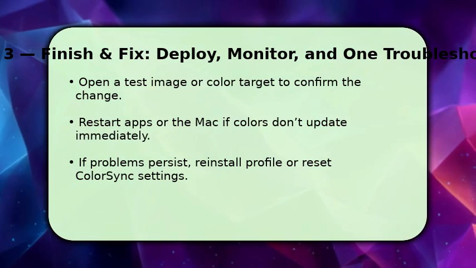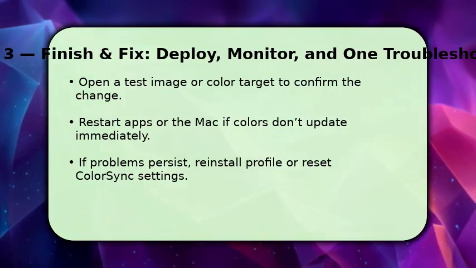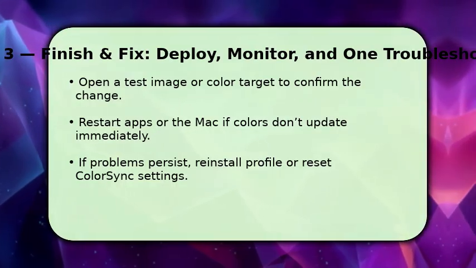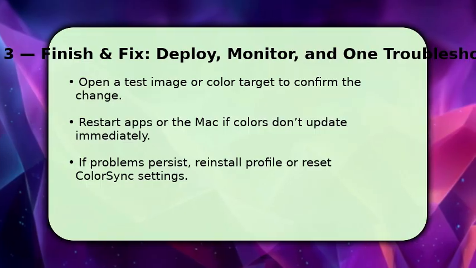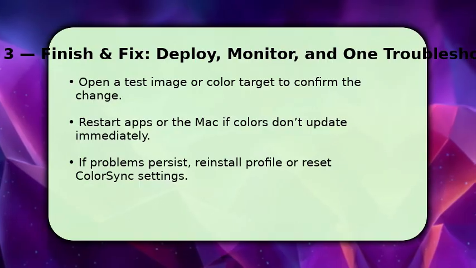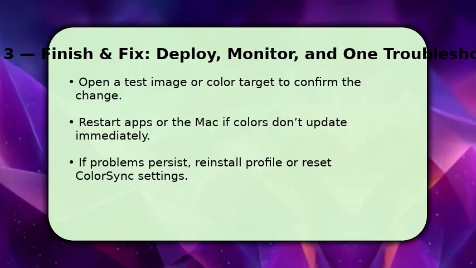Open a known test image, a calibrated target, or compare with a reference. You should see the expected color shift right away. If an app still shows old colors, restart the app or restart the Mac to force profile application. If colors remain incorrect, remove and reinstall the ICC or reset ColorSync preferences and try again.